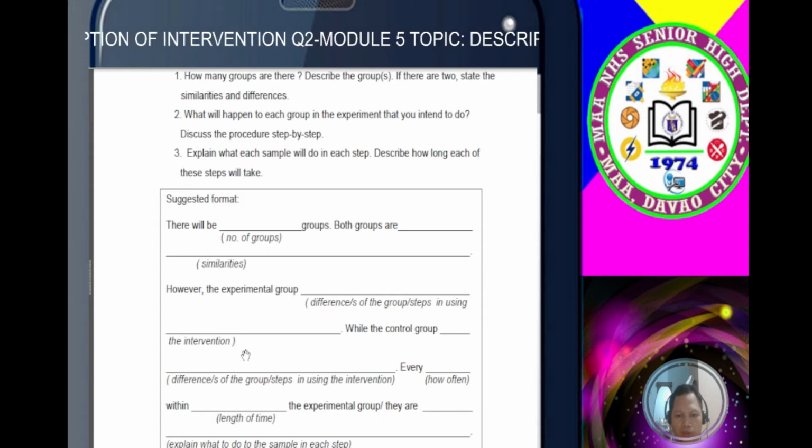The experimental group, they are blank. So explain what to do to the sample in each step. You state here the procedures. It must be clear because if somebody will try to replicate your study, they know the steps. These are the detailed steps in replicating your study. So here's the sample.